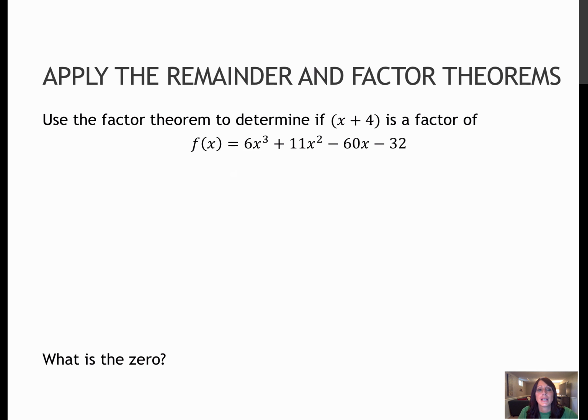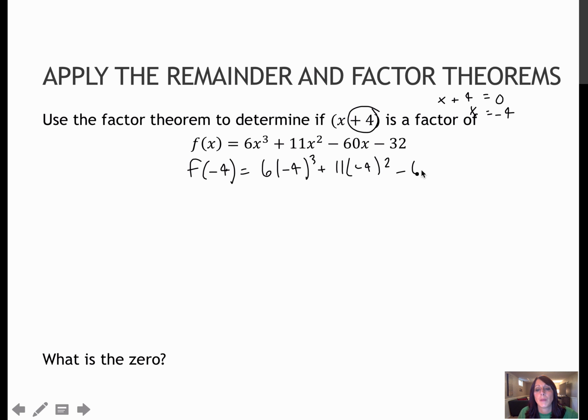So here, same idea. We're going to use the factor theorem to determine if x plus 4 is a factor, and if it is, then what is the 0? So if x plus 4 is a factor, that means I'm plugging in -4. So remember, I'm taking the x plus 4 and setting it equal to 0 to find what value to plug in, and that would of course be -4. So 6 times -4 cubed plus 11 times -4 squared minus 60 times -4 minus 32.